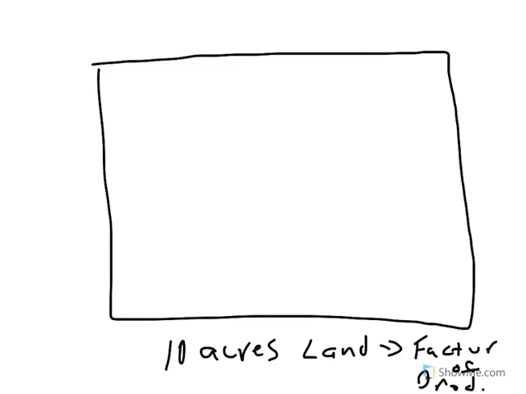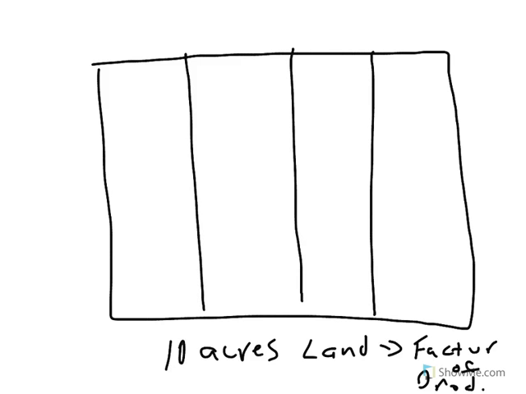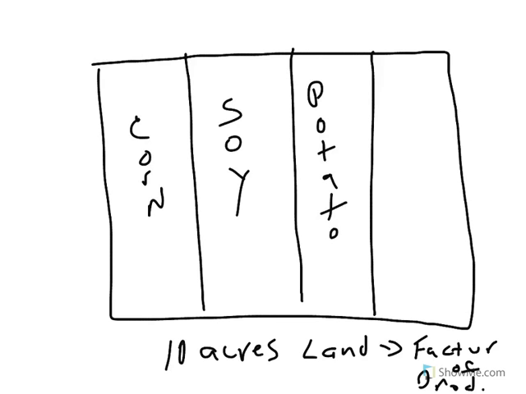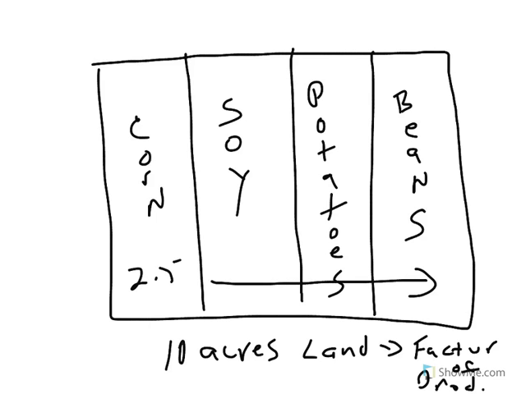When a farmer has this land, he may decide to break up his land amongst 4 crops. Let's just say those crops are corn, soy, potatoes, and let's just say beans. And if he divides it evenly, that means there's 2.5 acres of land allocated to each of these 4 crops.